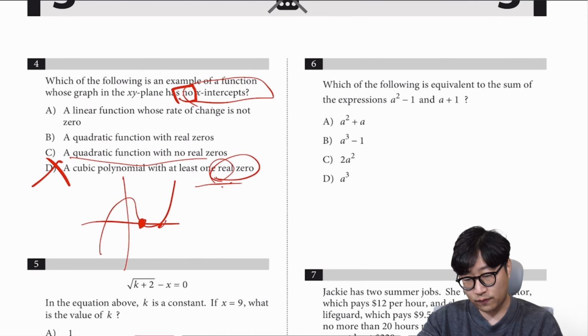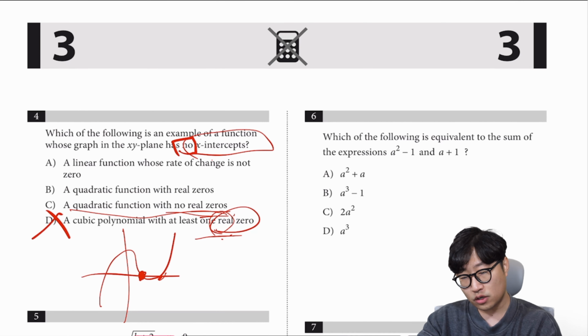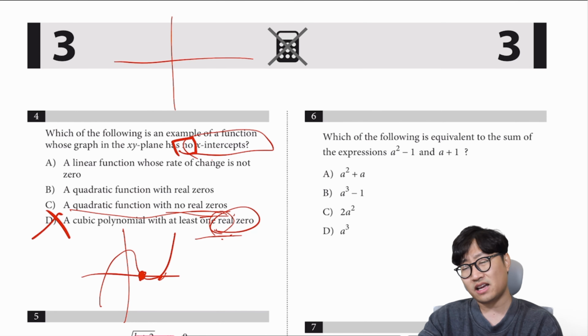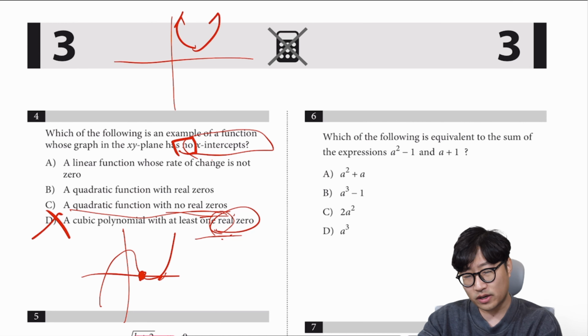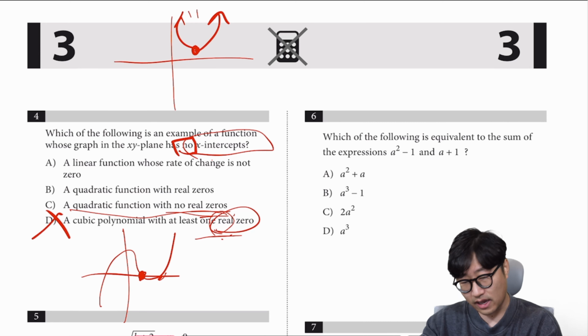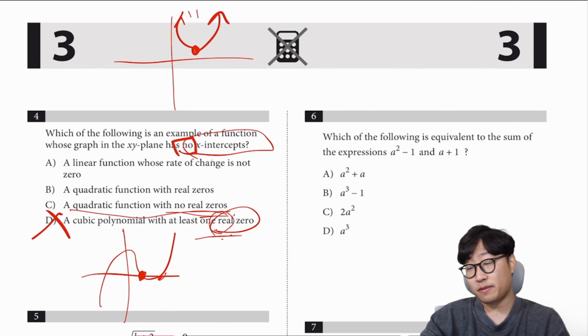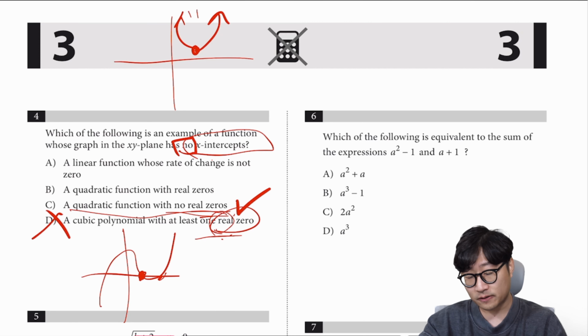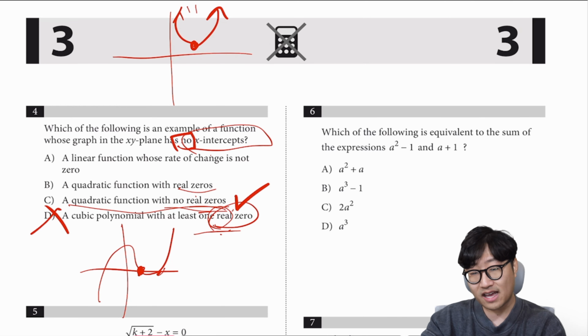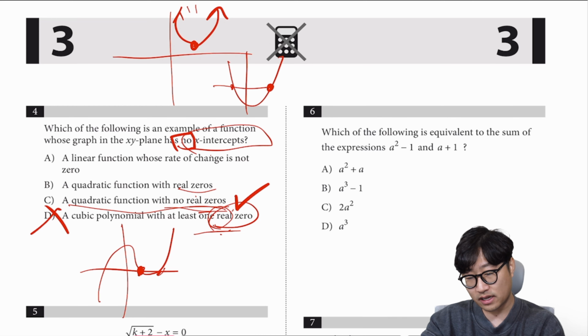C, a quadratic function with no real 0. So quadratic, but it ain't got no zeros. How does that look? Perhaps something like this, right? Just sitting up there, right? So smiley face, so it's not going to cross the x-axis. If it was a sad face, it would cross it, but because it's a smiley face, probably not going to go through it. That could kind of work, so maybe keep that one. Choice B, quadratic with real zeros. That just means it's going to go through that x-axis, so that's a no-no.